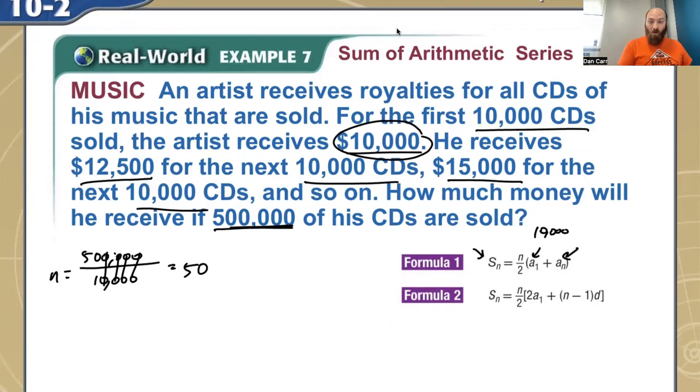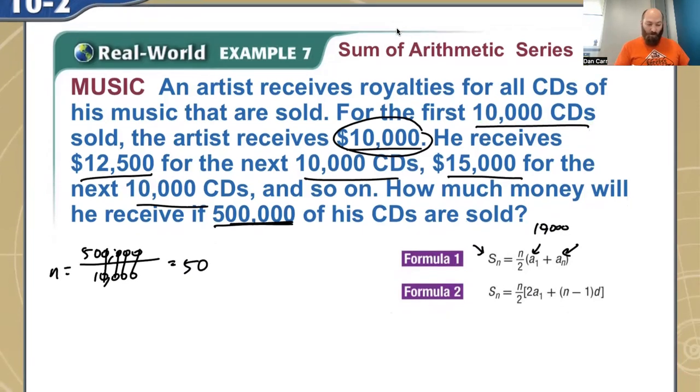Okay. So now, actually, I don't want to use the first formula because I don't know what the a sub n is. I could figure it out with the explicit rule, but I'm just going to go ahead and jump to this one now because I have a sub 1, which is that $10,000 up here. We now know the number of terms, which is 50. So that's going to go there and there. And my common difference, if you look at this one, it's going from 10,000 to 12,500 to 15,000. So that common difference is $2,500.